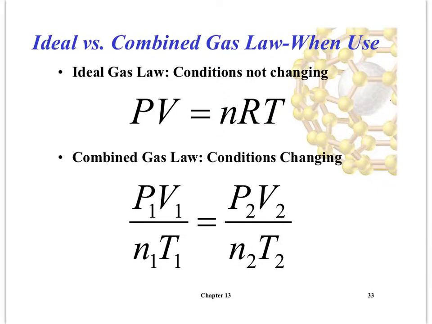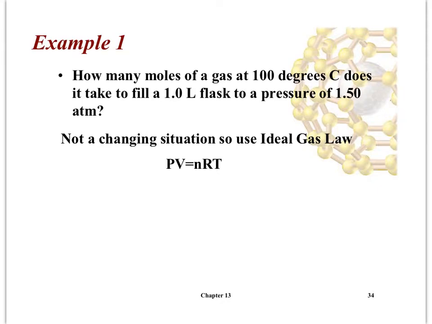Let's try some problems. So the first example says, how many moles of a gas at 100 degrees Celsius does it take to fill a 1 liter flask to a pressure of 1.50 atm? So first you check: do you use the ideal gas law or do you use the combined gas law? The best way to do that is I like to go through and label all my numbers as what variables they are. So how many moles? That's an n. 100 degrees Celsius, that's a T.